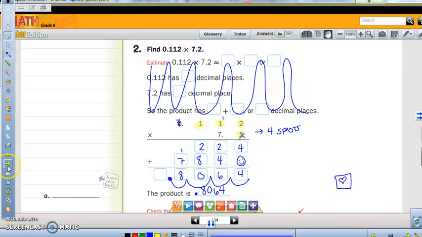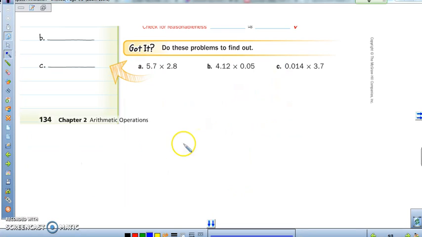Okay, let's keep going. You're going to now go down to the bottom of your page and you're going to try some of these on your own. I'm going to do one with you. I'm going to do C. I would like you to do A and B. So let's go through C real fast and then you'll get the chance to do A and B. So I'm going to get rid of this 0 and put 0.014 and 3.7. Again, do not line up your decimals when you multiply.